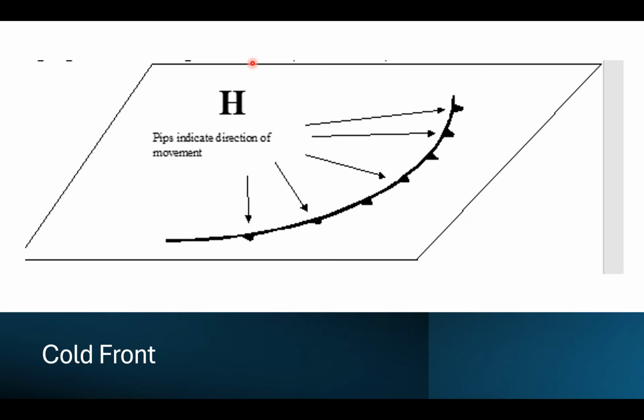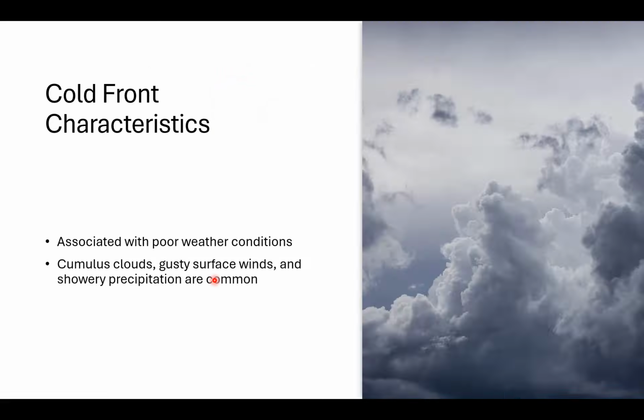There's typically high pressure associated with a continental polar air mass, or sometimes a maritime polar air mass behind a cold front. The cold front characteristics overall. What type of weather do we get with cold fronts? Generally, we're going to get poor weather conditions. And this is a great picture to illustrate what you would normally get ahead of cold fronts.